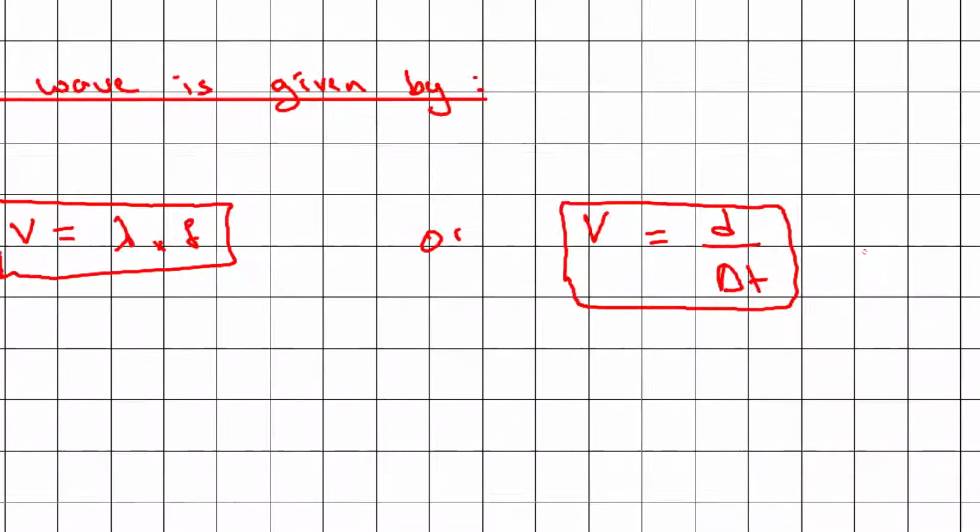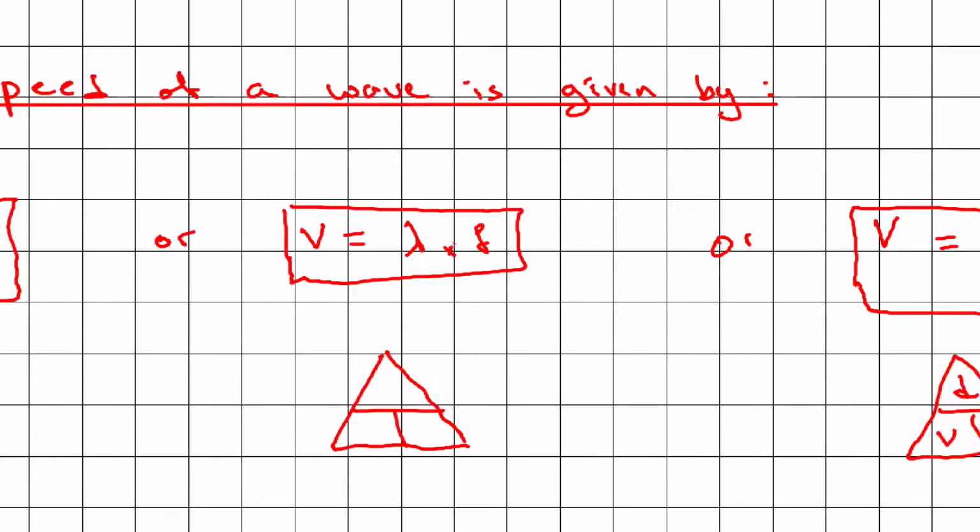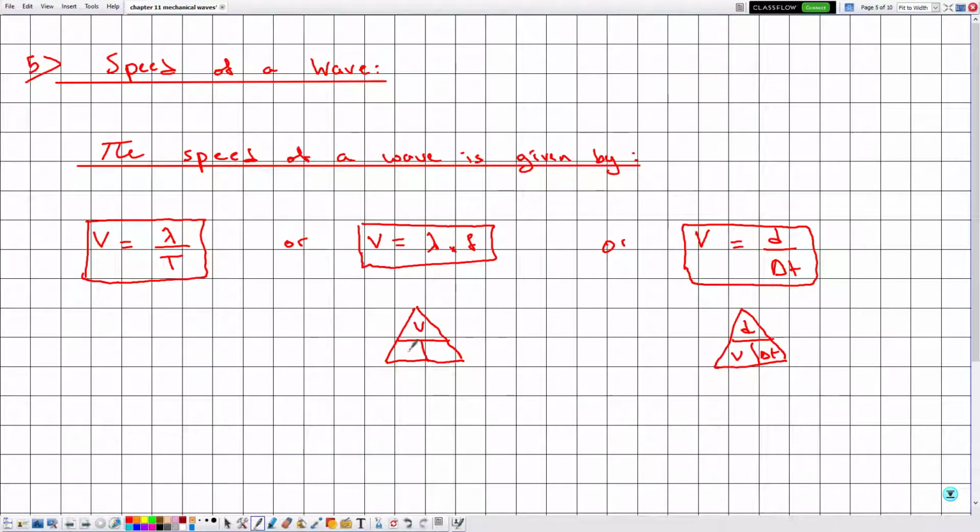Already we know this formula, and its triangle is given by, here because we have divide, then v will be at the bottom, d at the top, and delta t here. As for this formula, because we have multiply, then v will be at the top, lambda and f will be at the bottom. As for this one, because we have divide, v will be at the bottom, lambda at the top, and T here.